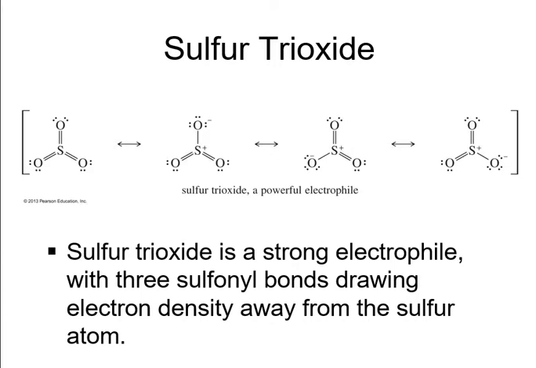So here's what sulfur trioxide looks like. It's a very strong electrophile. So again, you can read the slide. There are 3 sulfonyl bond drawings because of the resonance. All right, the electron density is away from the sulfur atom.